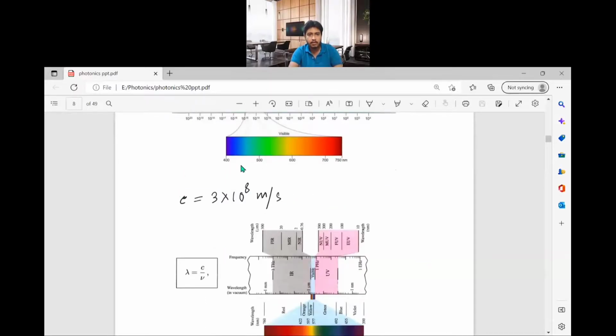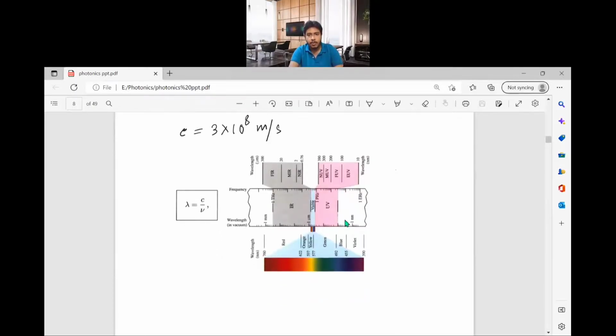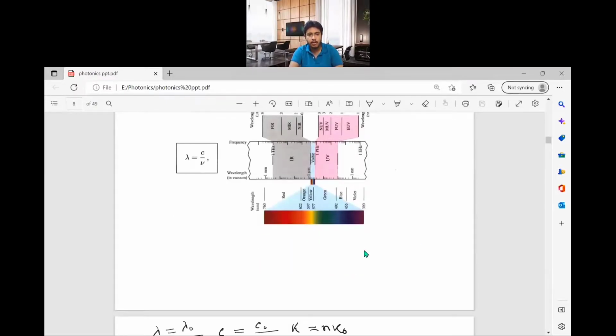And light travels in a medium like air with velocity 3 into 10 to the power 8 meters per second. It's almost 2.99, so we can consider it as 3. And this is the relation between wavelength and frequency: they are inversely proportional. This is the visible spectrum from violet to red. And this is the ultraviolet spectrum, classified as near, mid, far, and extreme ultraviolet. And the infrared is near infrared, mid infrared, and far infrared. So your optical communication range is from near infrared to ultraviolet, and these are what we deal with here.